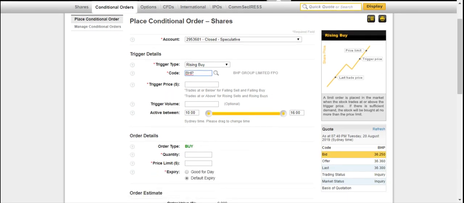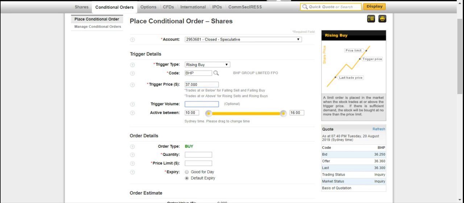What I'll do is I might say, well, the current bid is $36.25, so I'll type in $36.25, but I don't actually want to buy it. What I want to do is wait until the price has gone up by a certain amount. In fact, 36.25 means I'll buy it straight away. So I might say, let's wait until it gets to $37, and then at $37, put an order into the system.